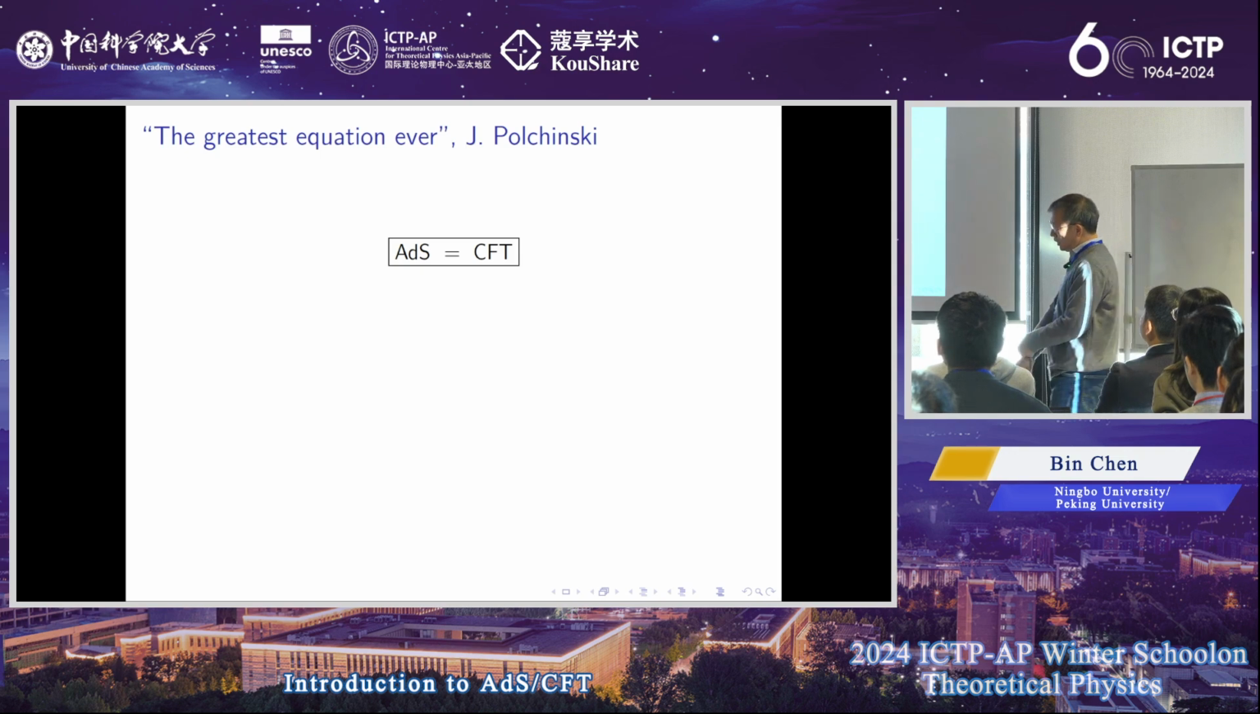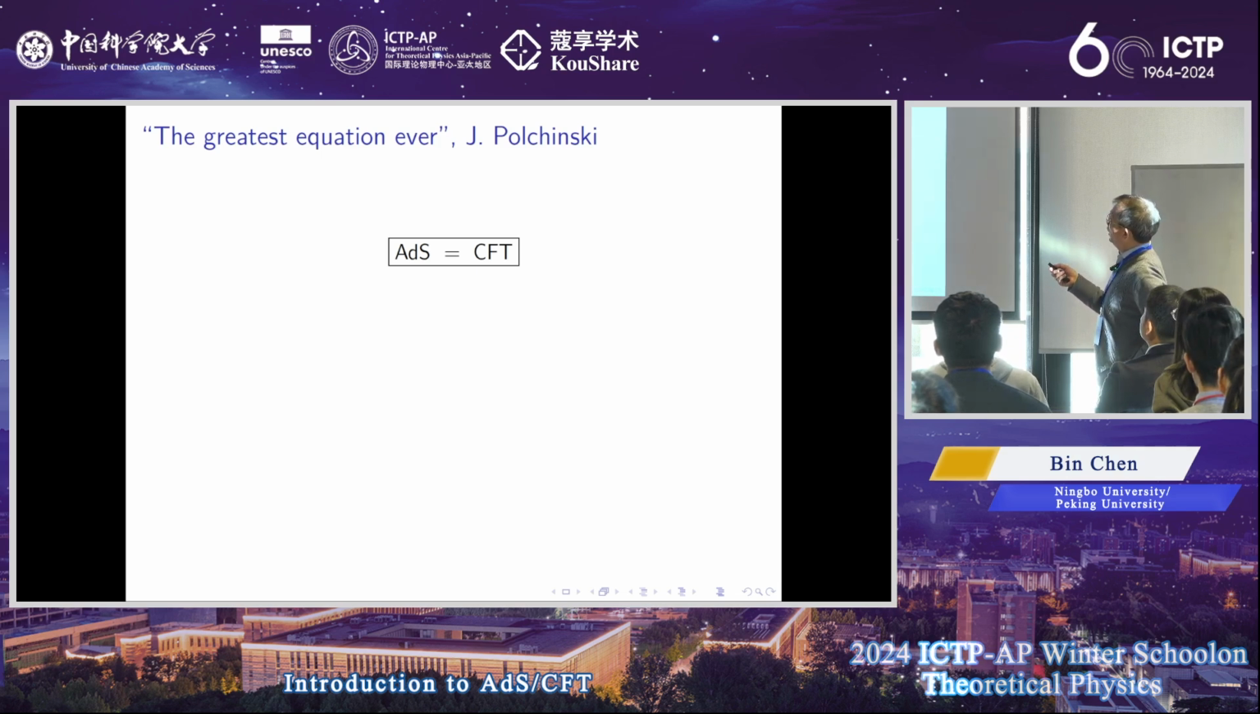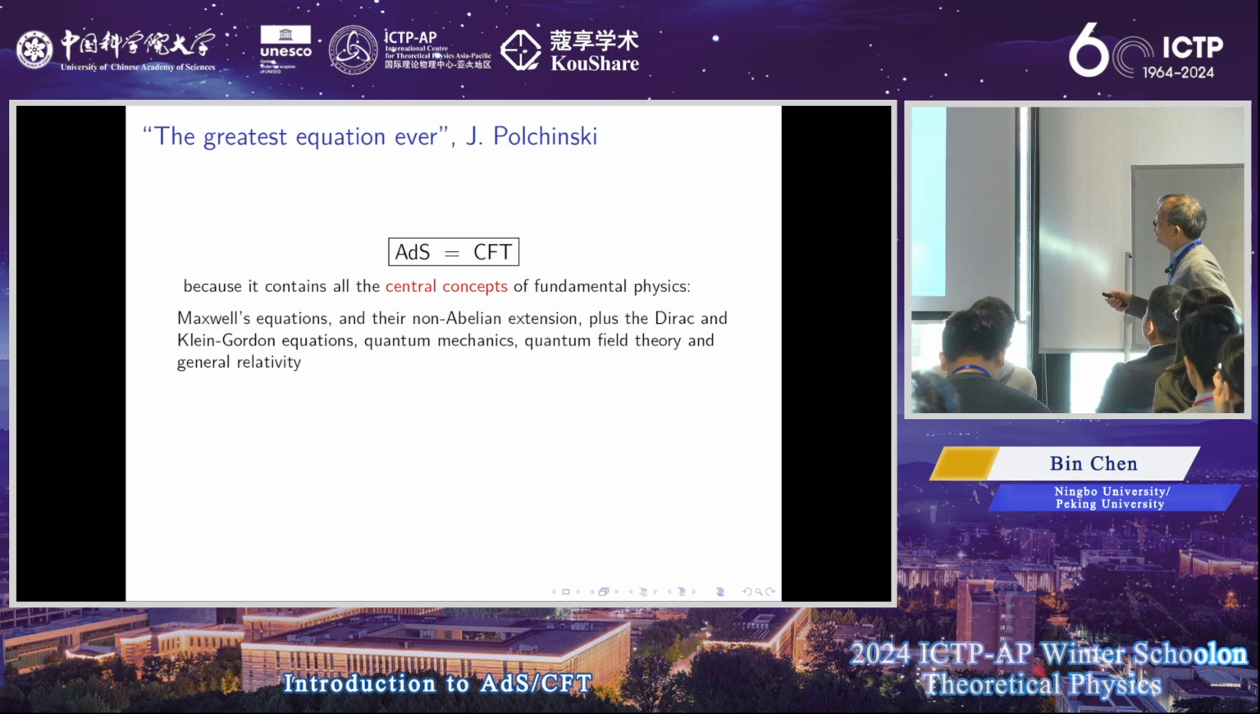And so let's come back to AdS/CFT. From the point of view of a great physicist, Joe Polchinski, he thought that this AdS/CFT is the greatest equation we have. He takes the AdS/CFT correspondence as an equation. On the left-hand side, we have AdS quantum gravity. On the right-hand side, we have a conformal field theory. And so why is this equation so important? Because it contains all the central concepts in fundamental physics.